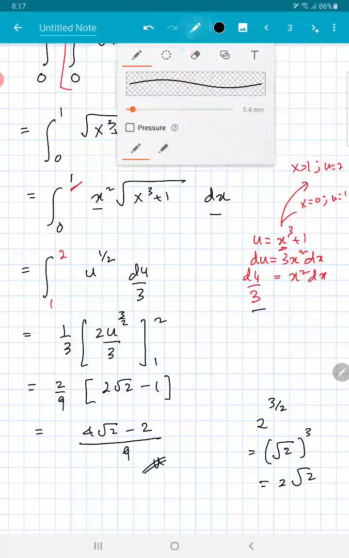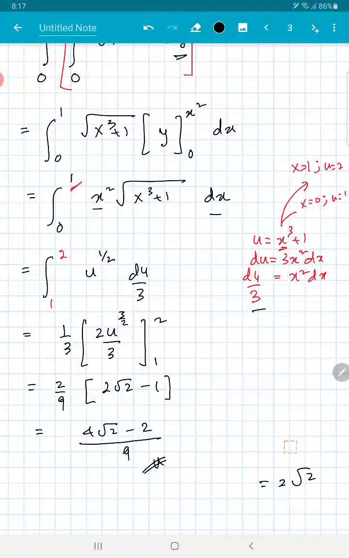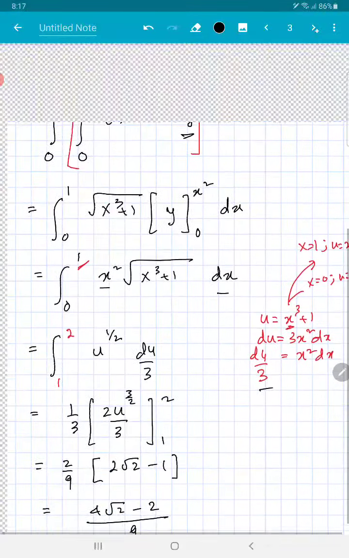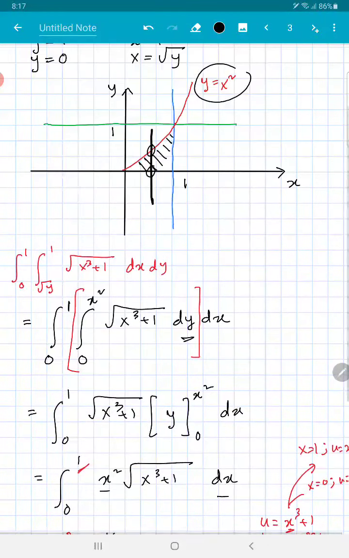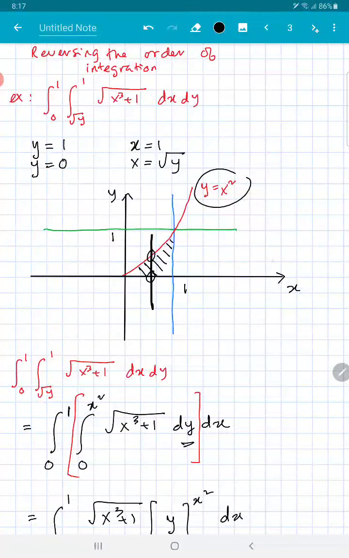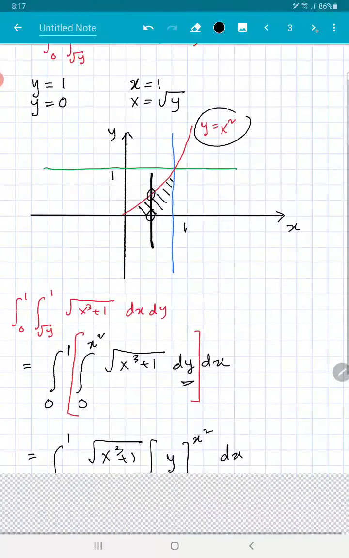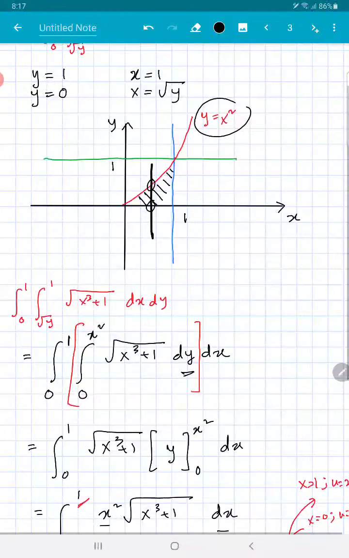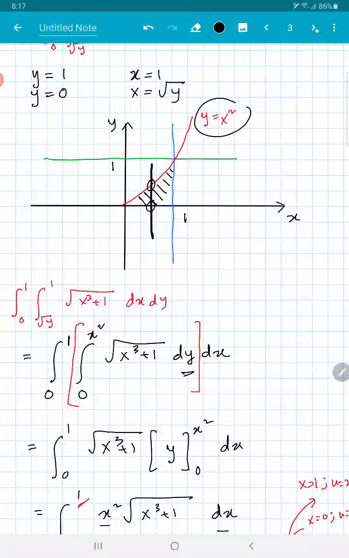So that is how we change the order of integration. Let's recap. First, you get the limits for x and y. Then you end up with 4 equations. Sketch the 4 equations on the xy plane. Shade your region, and then from there you can get the limits for x and y using the new order of integration.